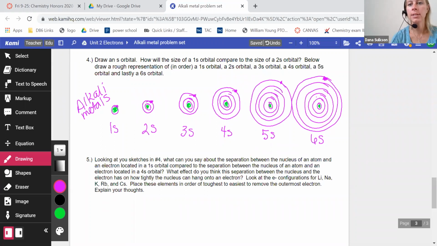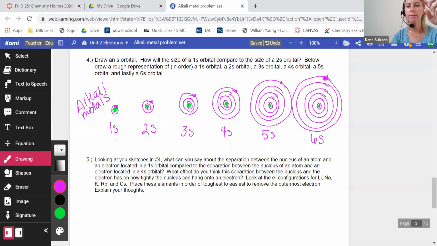Let's look at that 6s. That green represents the proton and neutron, so that positive proton. And that purple dot represents that 1 electron. And you can see how many energy levels away it is. So when the nucleus is really trying to grab a hold of that 1 electron, it really doesn't have a good hold on it. So those electrons can be ripped off really easily.